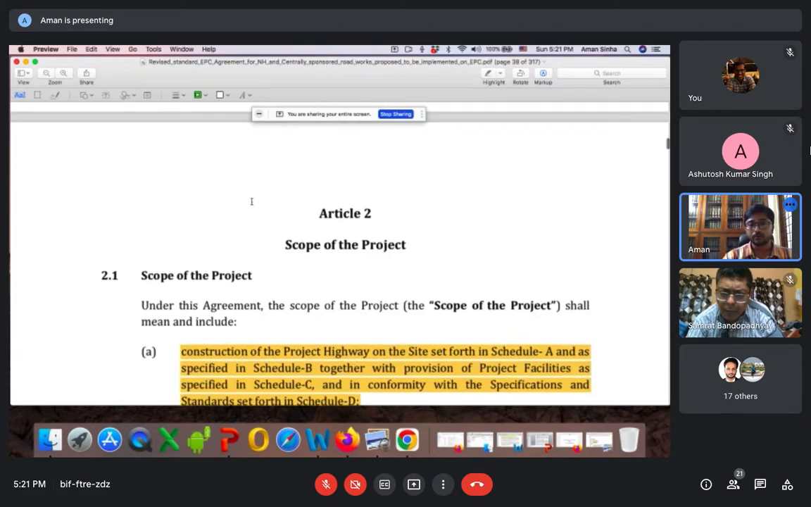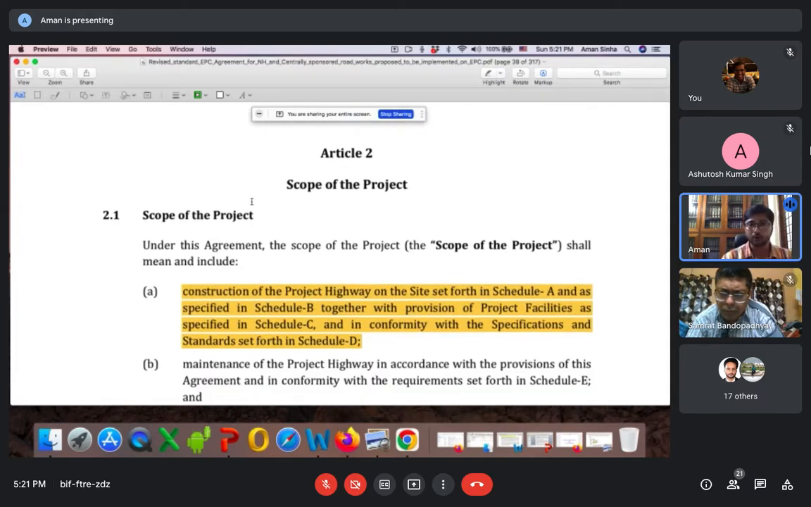So, scope of project. And mind you, all these documents are very heavily loaded in terms of pages. So there will be schedules also, which will define, and there will be drawings also, meaning how we're going to make the road as such. So these are all given in schedules, like in Schedule A.